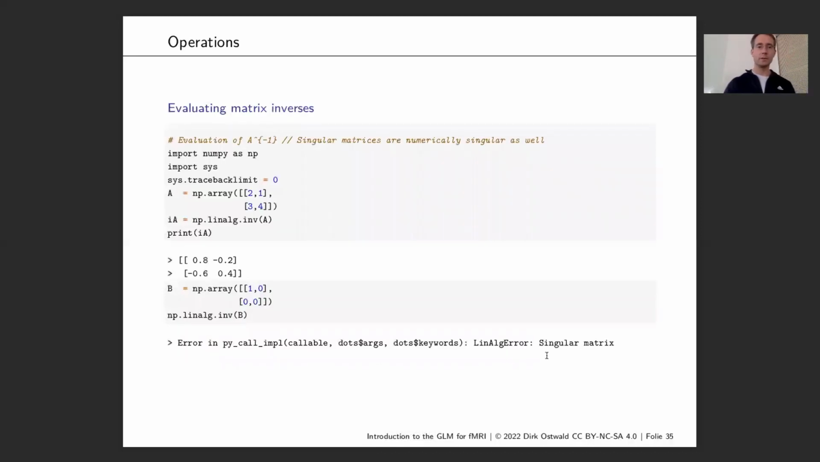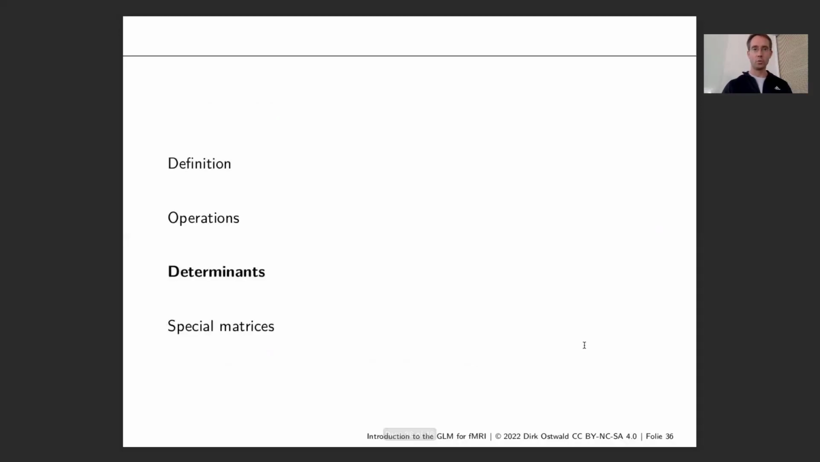So here's the example that I showed you. Here we define the matrix, and then we invert it, and we get what I just showed you. And this other matrix that is not invertible, if you try to invert that, it's really not invertible. So you have a singular matrix. Good. So that's matrix inversion.